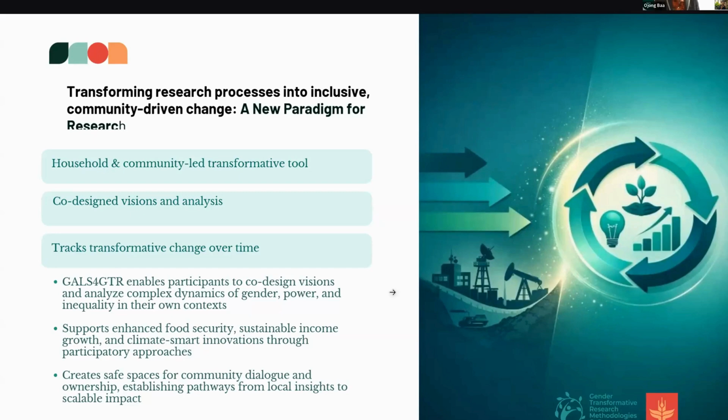And so GALS for Gender Transformative Change really came from that perspective, where we wanted a co-design process that takes into consideration the voices of communities. But we also wanted the analysis not to be so complex. We wanted it to be a space where communities can also be part of the research analysis process, where they get to understand gender, power, and other inequalities in their own context, and how the analysis reflects their reality on the ground.